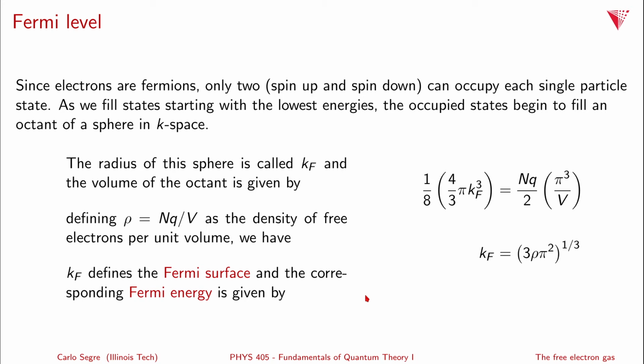k_f defines the so-called Fermi surface, and the corresponding Fermi energy, which is the energy of the outermost filled state, is just given by E sub f equals h bar squared over 2m times k squared. But if k squared is 3 rho pi squared to the 1/3, then this is 3 rho pi squared to the 2/3. So this is the energy of the outermost state. It's called the Fermi energy.